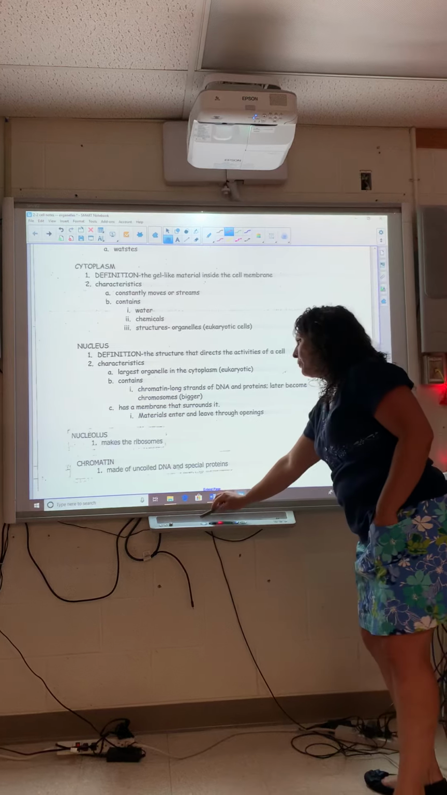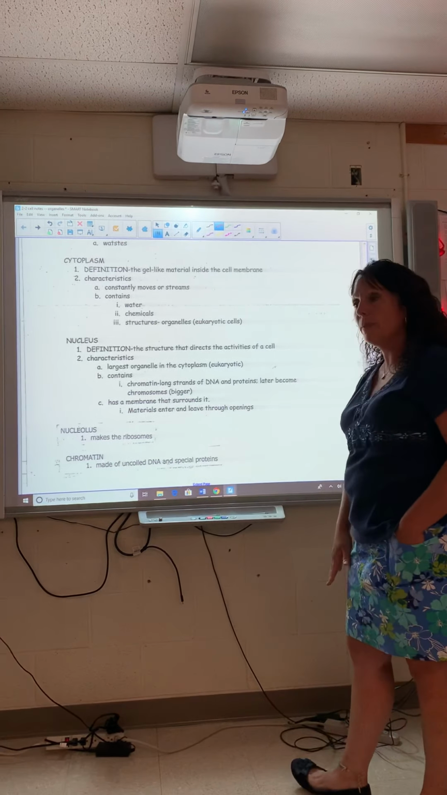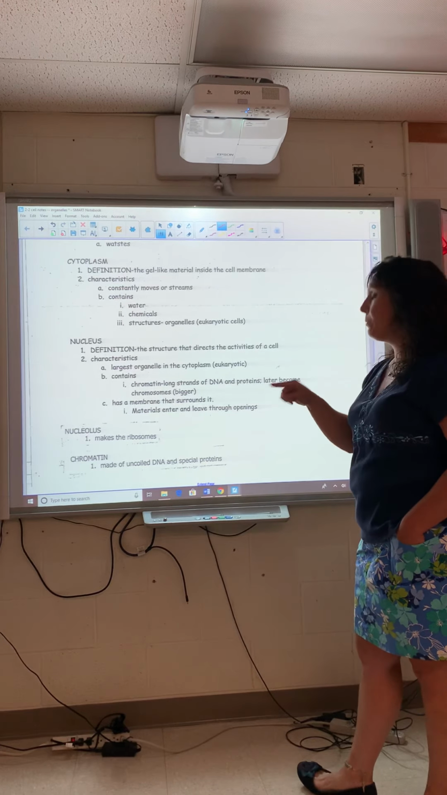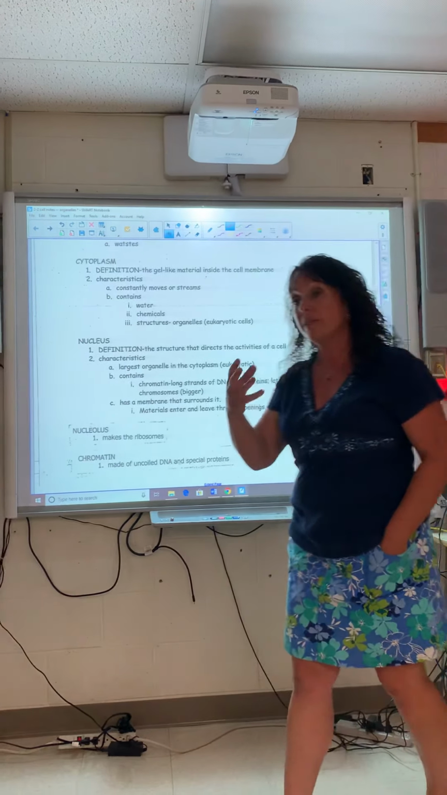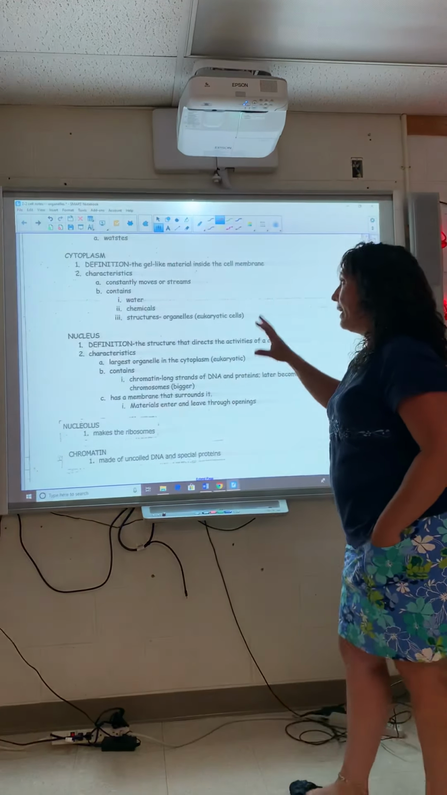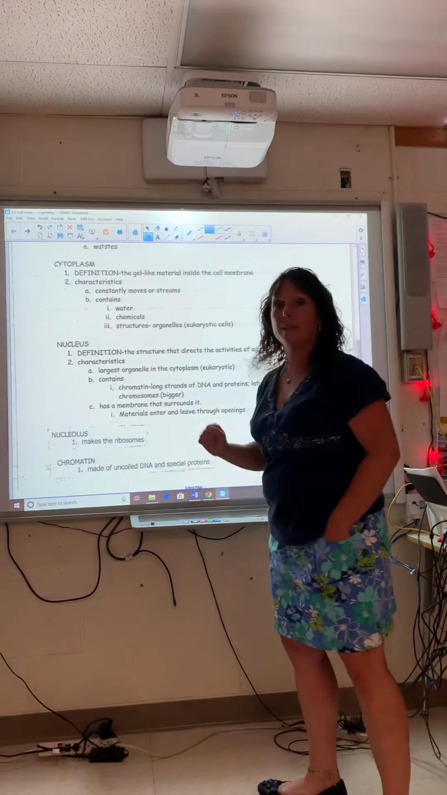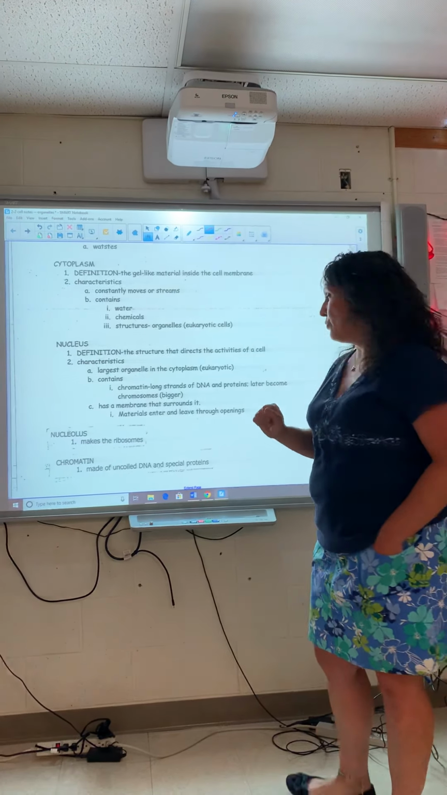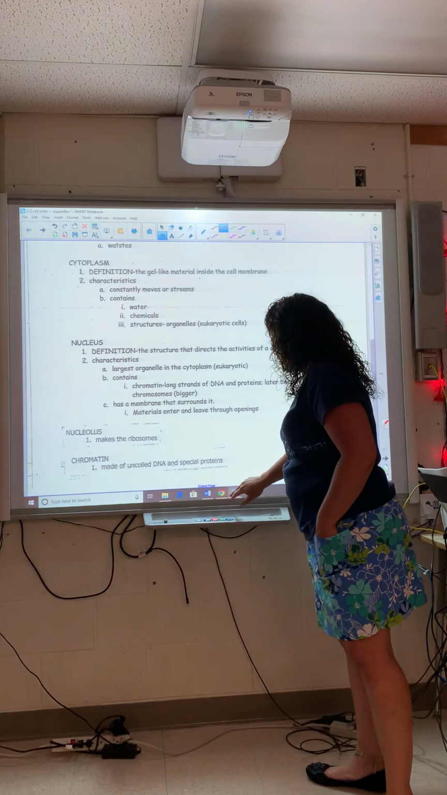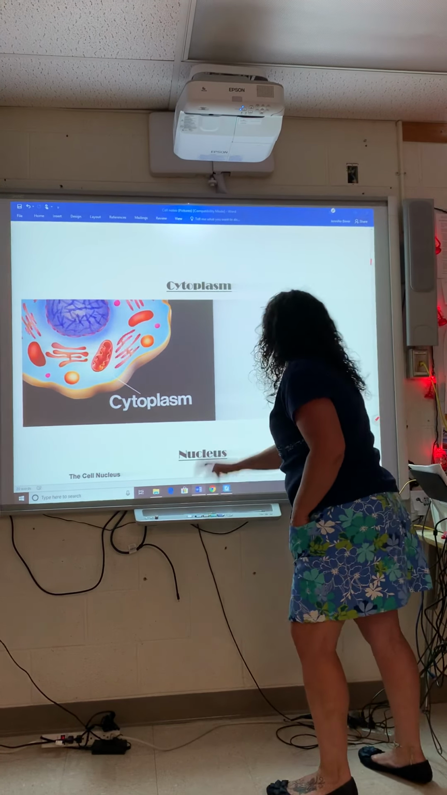Now, when we also look at here, the nucleolus has the ribosomes, and then the chromatin are going to be our special strands of DNA. So all of us have a unique DNA that makes each one of us individual, and those things are going to be found in the nucleus. It's kind of like the blueprint, if you will, of the nucleus. So that would be part of our drawings.